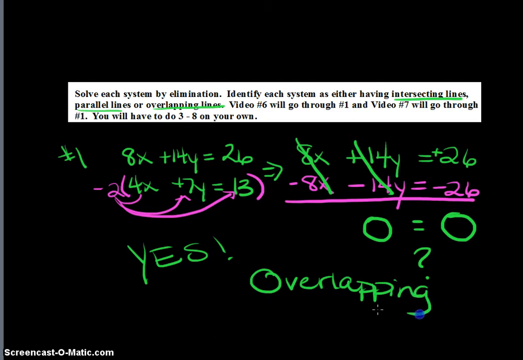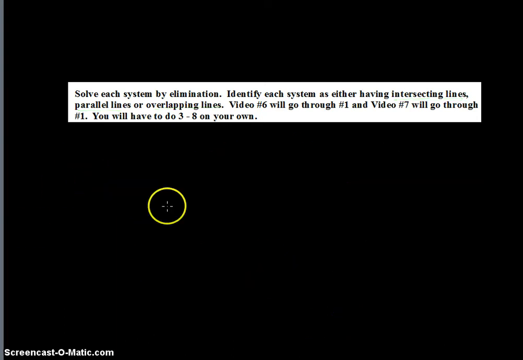And this is your answer. All right, and you don't have to go any further than this. You've answered the question. Identify each system as either having intersecting lines, parallel lines, or overlapping lines. Well, I've got overlapping lines. Okay, so I'm going to turn this off here and let's go to the next one.